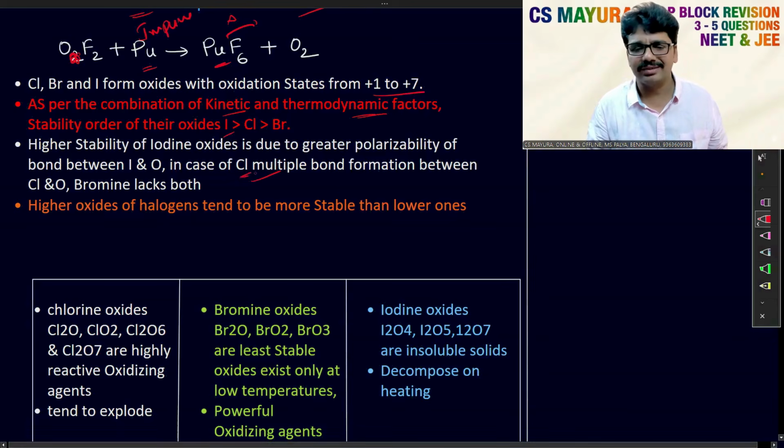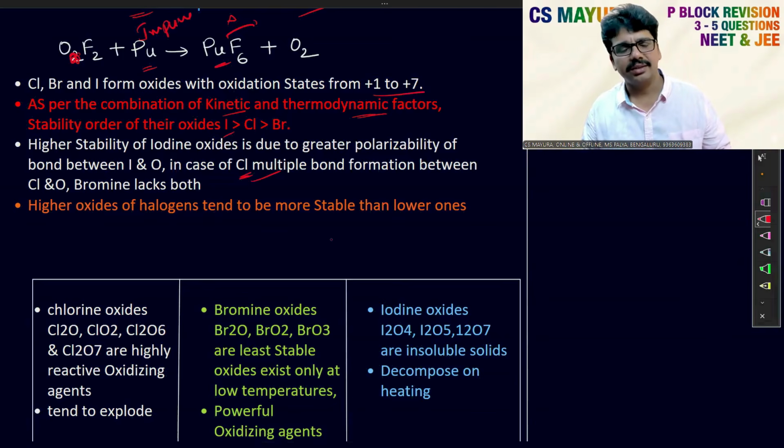So due to small atomic size, compared to bromine and iodine, chlorine has a smaller atomic size. It is giving a 3p orbital. This 3p orbital combines with the 2p orbital of oxygen, giving a relatively stronger pi bond. But similar types of bonds cannot be observed in iodine and bromine. So higher oxides of halogens tend to be more stable, I mean, at higher oxidation states. So +7, +5 oxidation states.